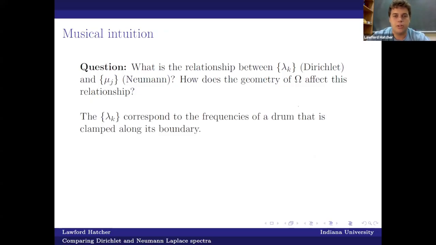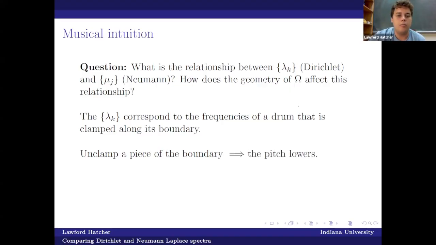I'm no physicist, but I want to give a kind of physical intuition coming from music. The Dirichlet eigenvalues generally correspond to the frequencies of a clamped drum head. When it's clamped on the boundary, it's not vibrating there, and that corresponds to the Dirichlet boundary conditions. All the frequencies of this drum head correspond to the Dirichlet eigenvalues. If you imagine unclamping a small piece of the boundary, what you might expect, if you've ever played music, is that the pitch of the drum will lower, right? Roughly speaking, this unclamping creates a kind of Neumann component of the boundary.